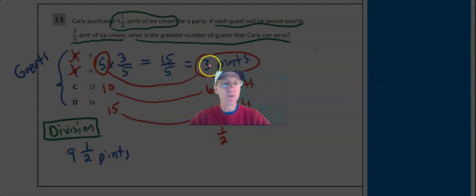If you followed that, let's go back. I found out that 3/5 for 1, times 5, for 5 people, I would use a total of 15/5. I would use 3 pints. So let's do 3 more pints. That means 5 more people. There's where I got the 10. 3 more pints gives me the 9 pints. 5 more people, that's 15. But I remember I have 9 1/2. I have a half a pint. Is that enough? I need 3/5.